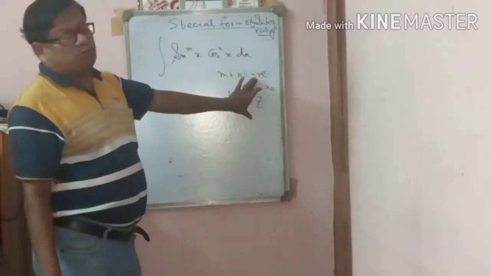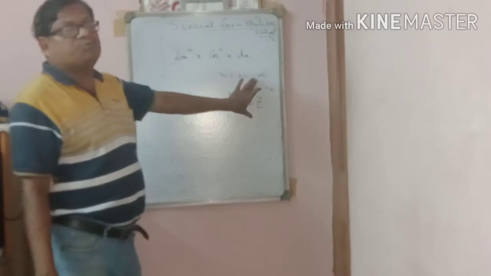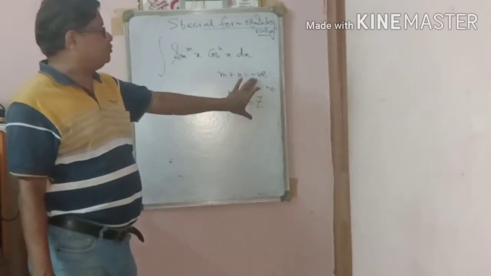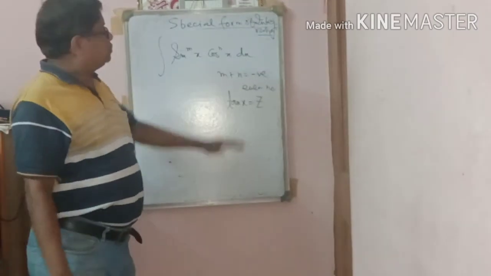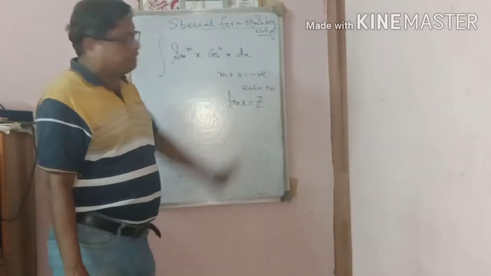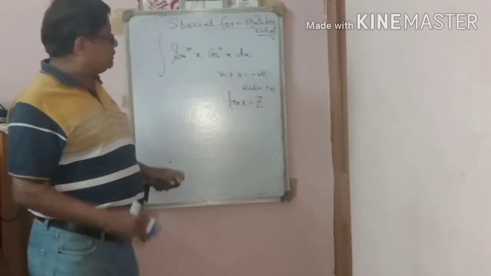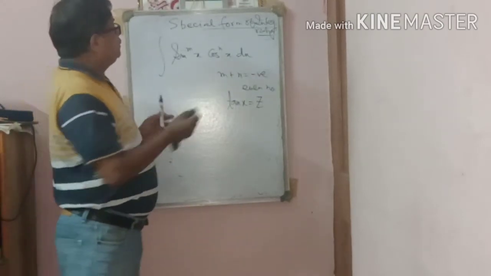This substitution is very important. All of you remember this substitution. So, tan x equals z. Now I am giving a sum. Look at here.